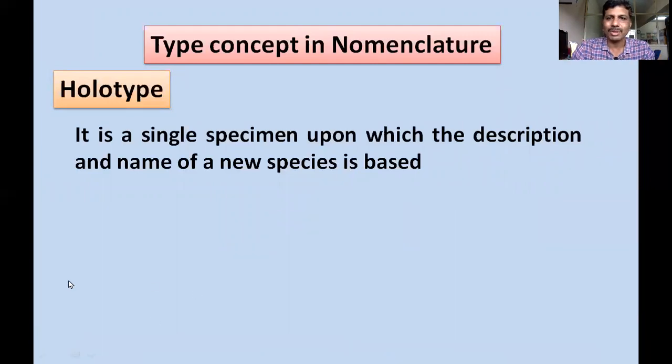One is the holotype. It is a single specimen upon which the description and the name of a new species is based. A single specimen upon which the description is actually based. What is the description? Antenna is like that, mouth parts are like that, 4 legs are like this, wings are like that. So that is the description. Based on that particular reference specimen, that species is described, and it is considered the holotype.